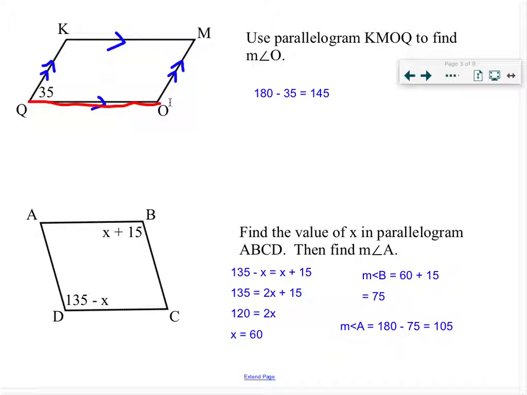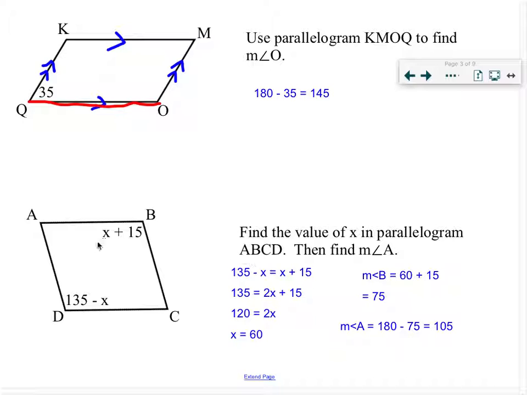And we'd actually talked about this from the previous section. Angle Q and angle O are same side interior angles, with this red line as the transversal and these lines being parallel. Since they're same side interior angles with parallel lines, we know that they're supplementary. So to find angle O, I just did 180 minus 35.